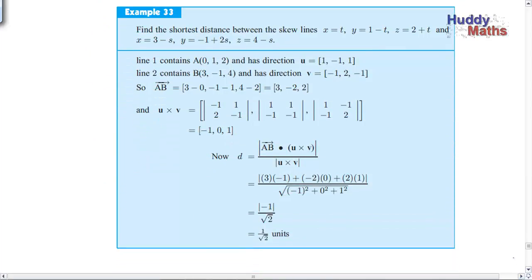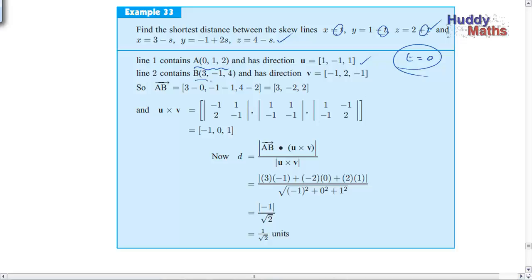So find the shortest distance between these skew lines. Notice one is specified with T and one is specified with S. Okay, so line 1 contains what? 0, 1, 2. So what we usually do if we want any point on the line, just substitute in T as 0. Okay, substitute T as 0, and so that's just the first point on the line, if you like, and it has a direction. Now let's see, this has got a direction 1, neg 1 and 1.